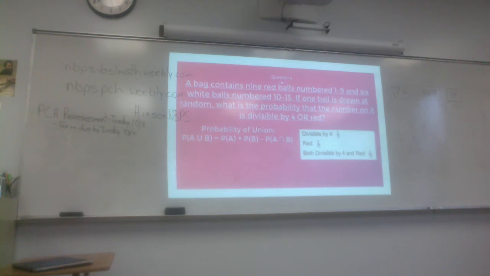And then that it's red, they tell you that there are 9 red marbles, so that's that. And then if it's both divisible by 4 and red, on numbers 1 through 9, there are 2. You have 4 and 8, so it'd be 2 out of 15. So you just add 3 out of 15 plus 9 out of 15 minus 2 out of 15, and you get 10/15ths, which is then simplified to 2/3 and circled.